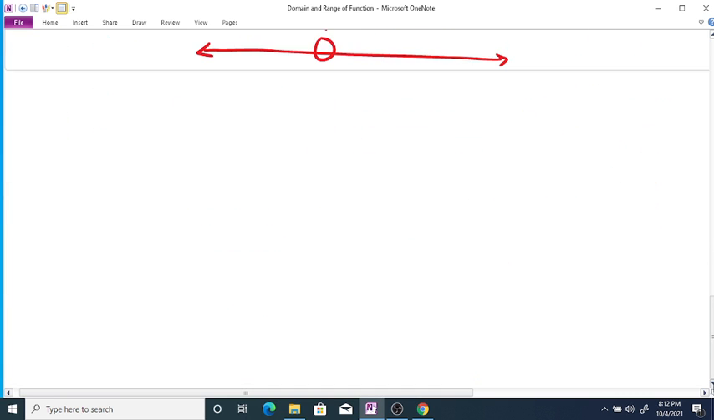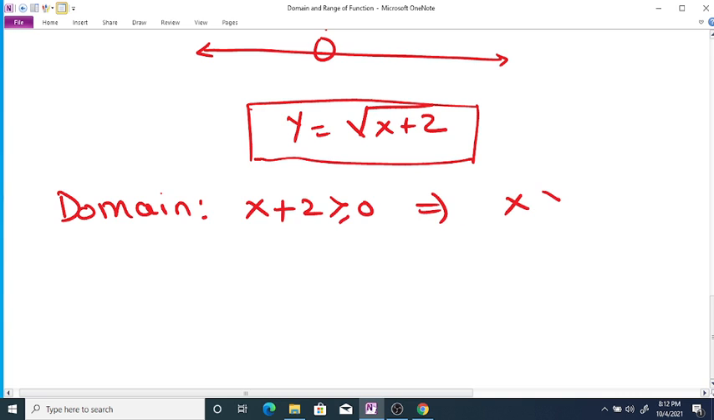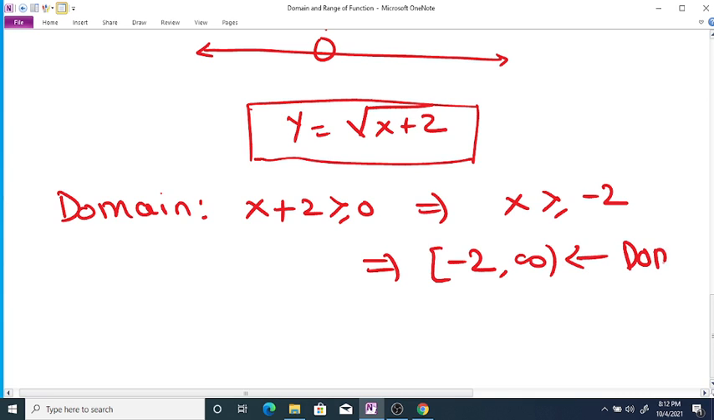Similarly, if y is equal to square root of x plus 2 is the given equation, and we want to determine the range and domain of the given function, then for the domain the term inside the square root should be greater than or equal to 0, and therefore this implies x is greater than or equal to minus 2, and therefore the domain of the given function is minus 2 to infinity.